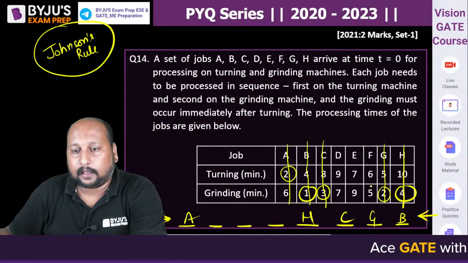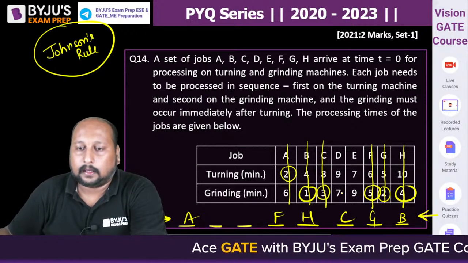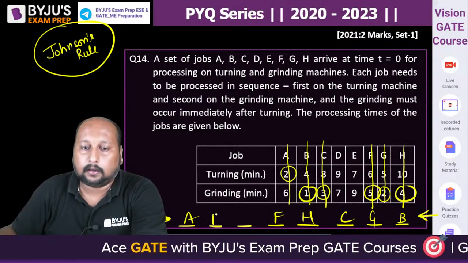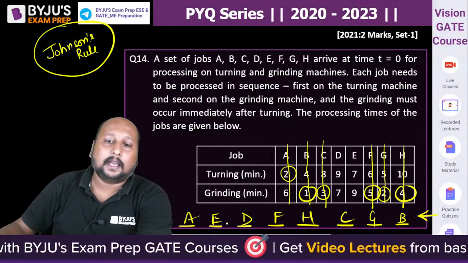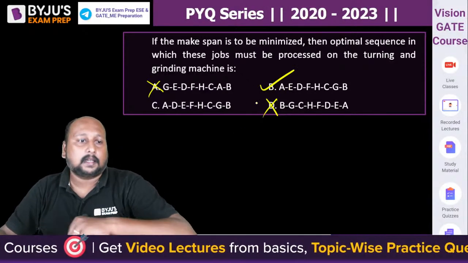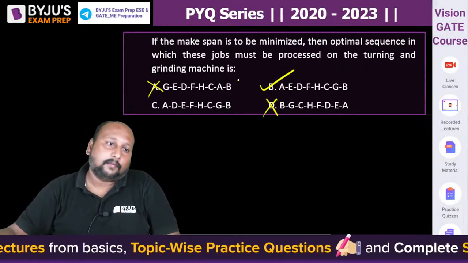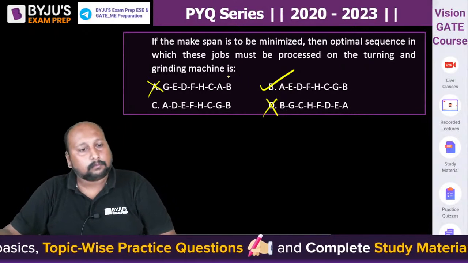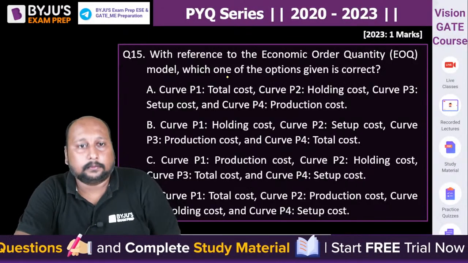Then we are having 5, that is F. Then we are having 7, E over here and D over here. So A, E, D, F, H. Option B is the correct answer. Okay, option B is the final correct answer. We have to use Johnson's rule. All right, chalo, next question, question number 15.